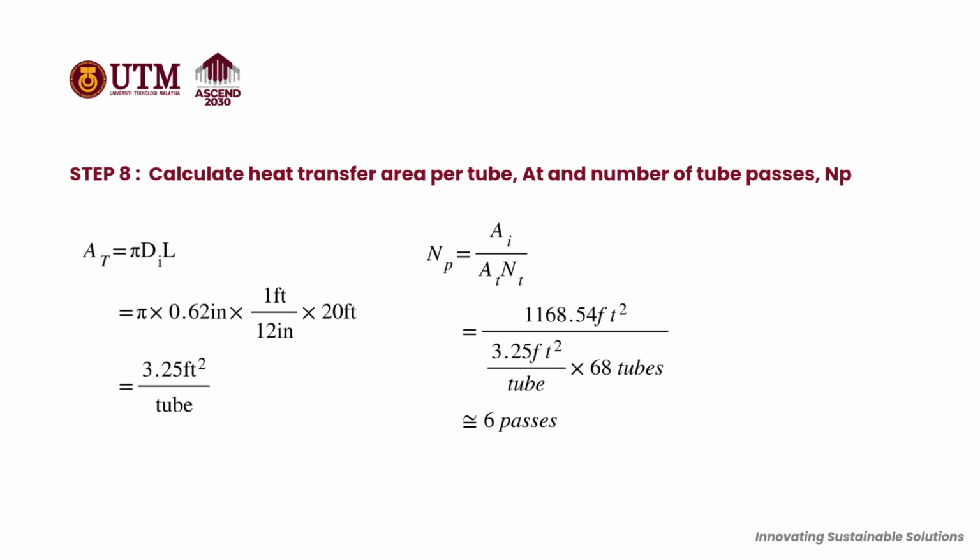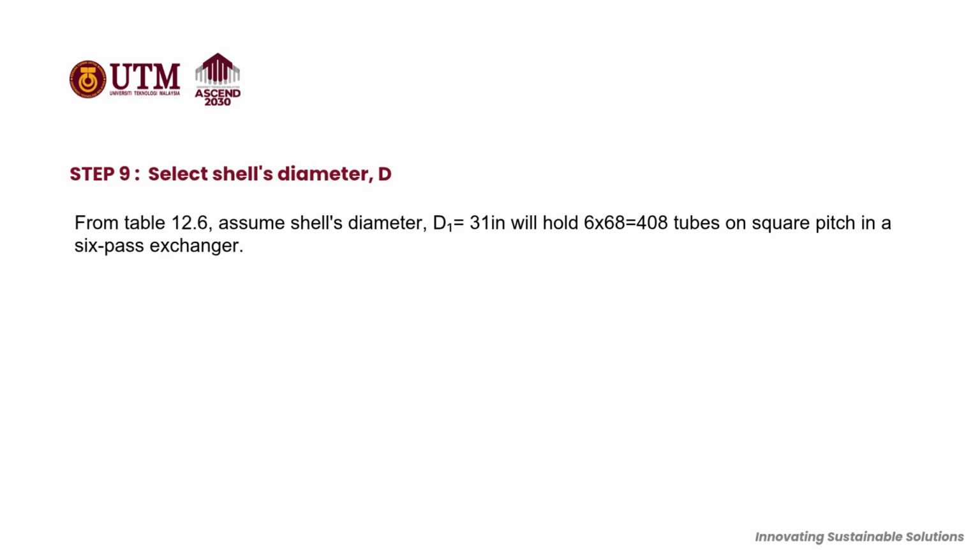Step 8. Calculate heat transfer area per tube AT and number of tube passes NP. AT equals pi Di L, which equals 3.25 feet squared per tube. NP equals A1 over AT and NT, approximately 6 passes. Lastly, step 9. Select shell diameter D. From table 12.6, assume shell diameter D equals 31 inch. It will hold 6 times 68 equals 408 tubes on square pitch in a 6-pass exchanger.